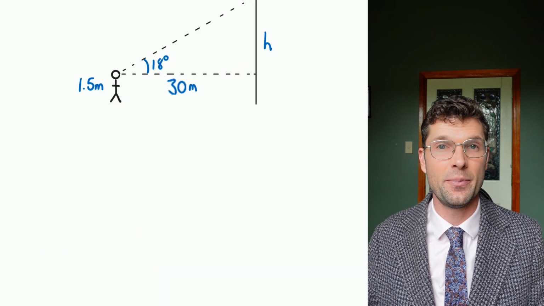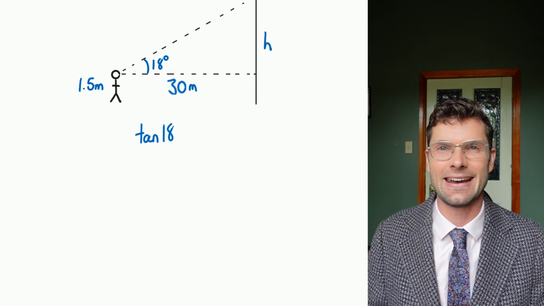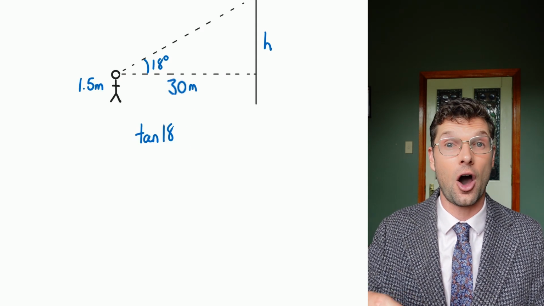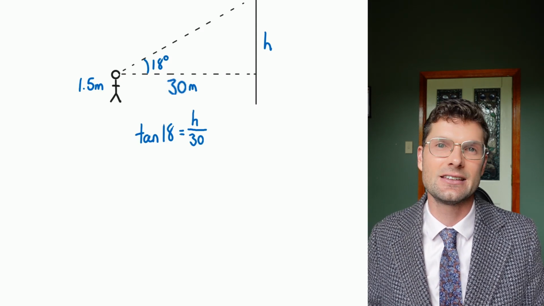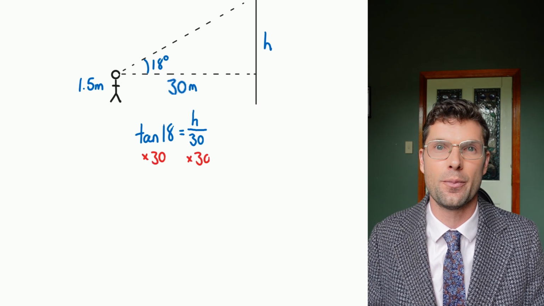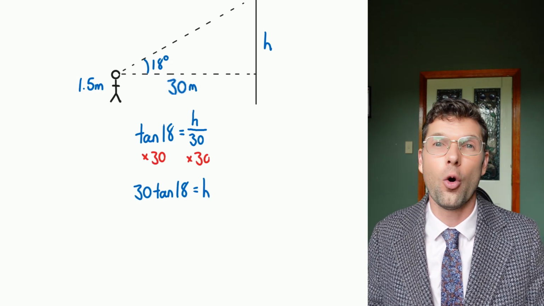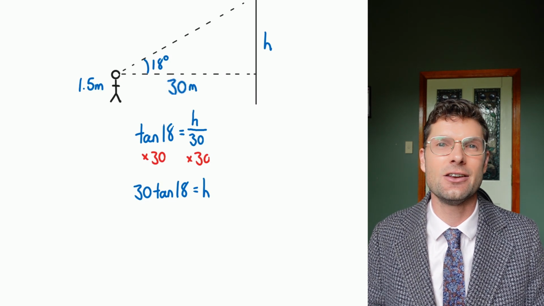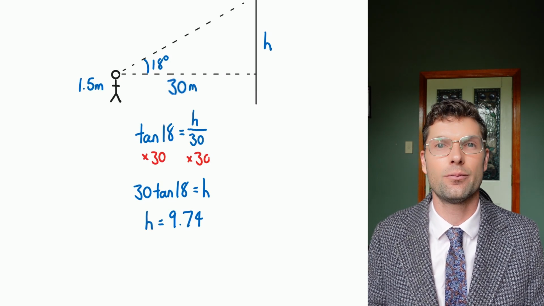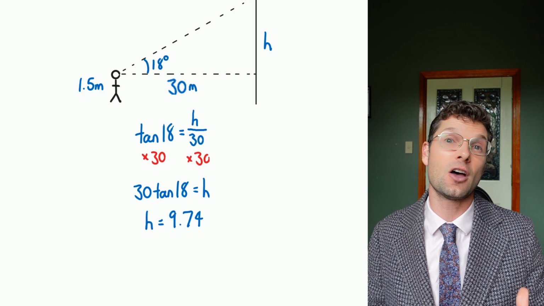So because I've got the opposite and the adjacent, we're using tan again. So tan 18 is equal to the height of the building divided by 30. To get H by itself, I've got to times 30 to both sides. So I've got 30 times tan 18 is equal to H. All you've got to do is throw that into your calculator and you get the answer of H is equal to 9.74. But this isn't the height of the building.